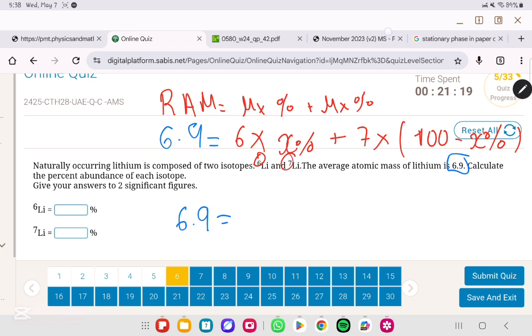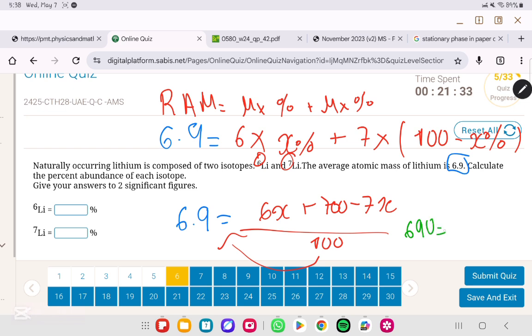One second. Here we go. It's going to be 6x plus 700 minus 7x over 100. You will move this here. It will become what? It will become 690. So 690 is equal to 6x plus 700 minus 7x. So it's equal to 700 minus x.